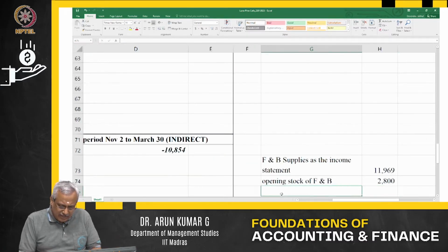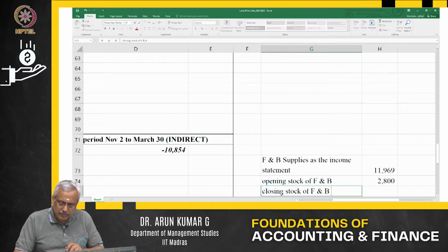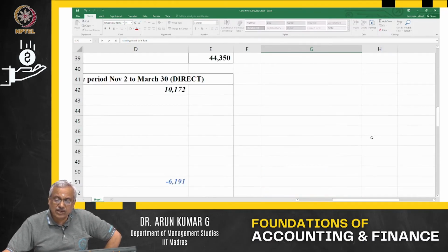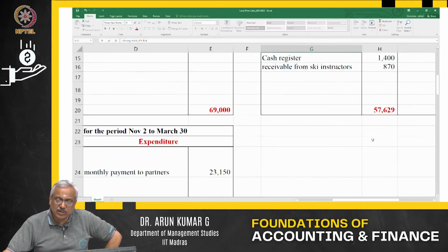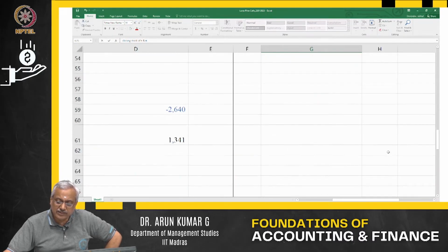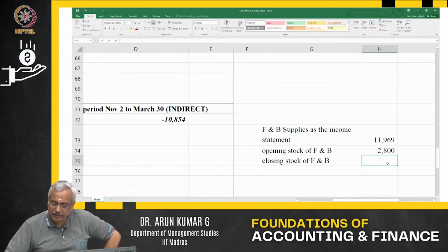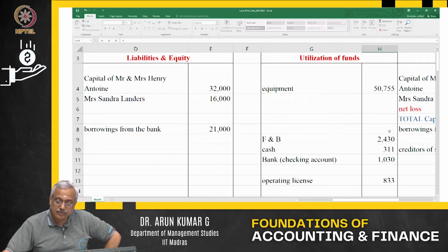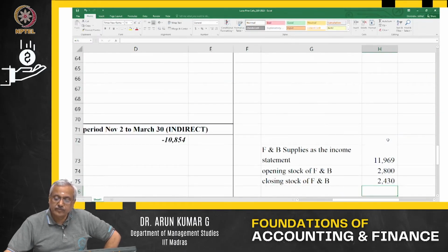What is the closing stock of F&B? What is the closing stock of F&B out there in this particular case? 2430 is the closing stock of F&B in this particular case. We have got all the three.